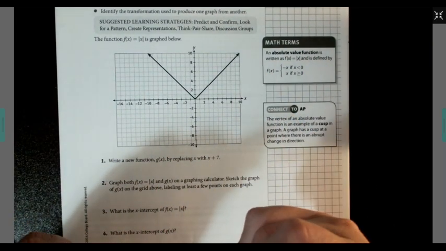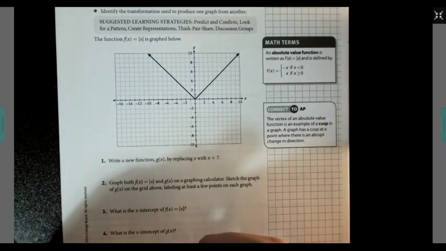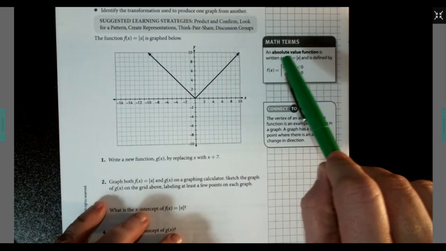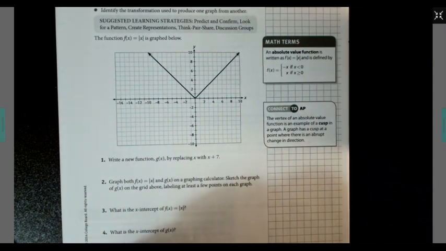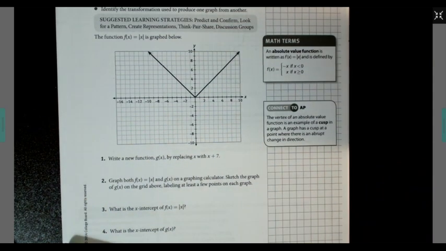The function f of x equals the absolute value of x is graphed below. An absolute value function is written as f of x equals absolute value of x, defined by f of x equals negative x if x is less than 0, and f of x equals x if x is greater than or equal to 0. The vertex of an absolute value function is an example of a cusp in a graph. A graph has a cusp at a point where there is an abrupt change in direction.